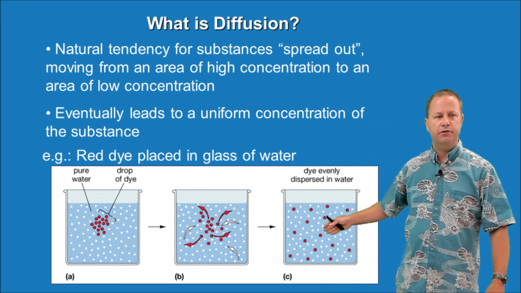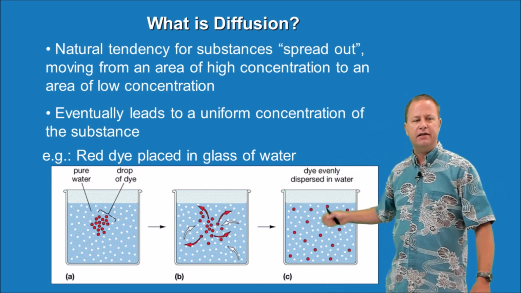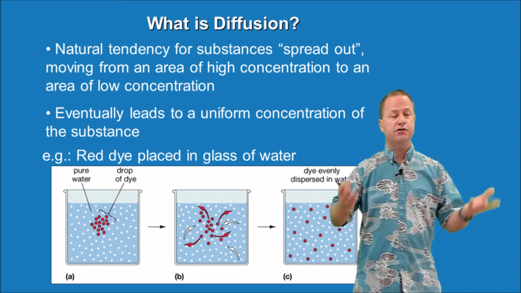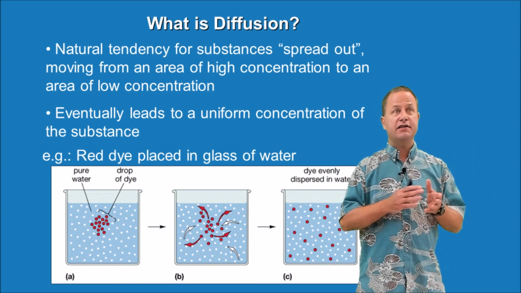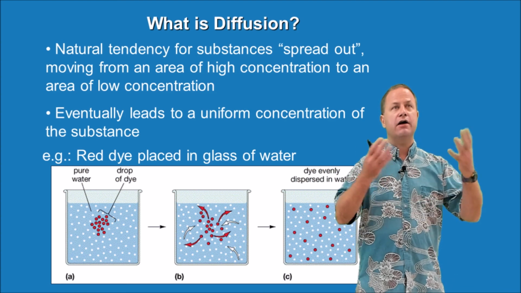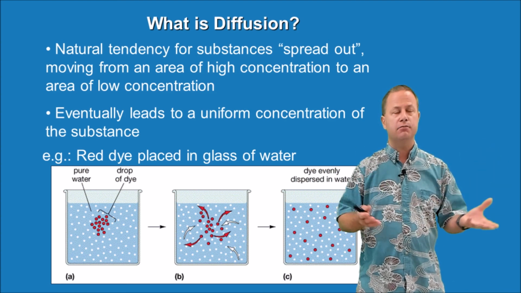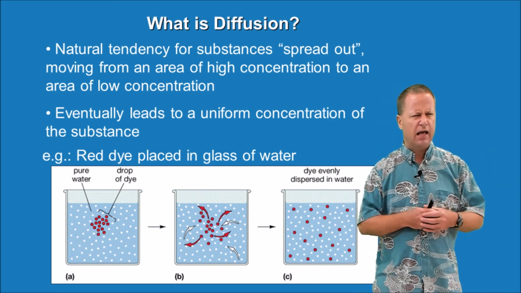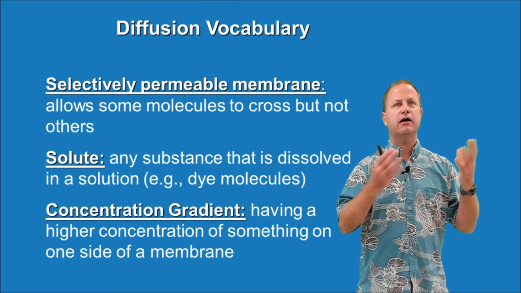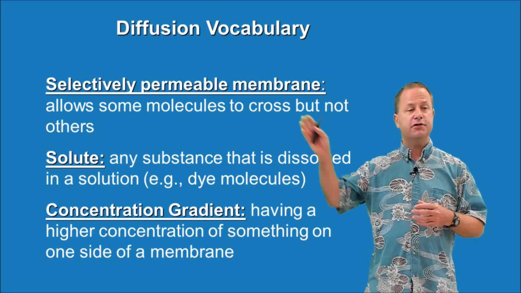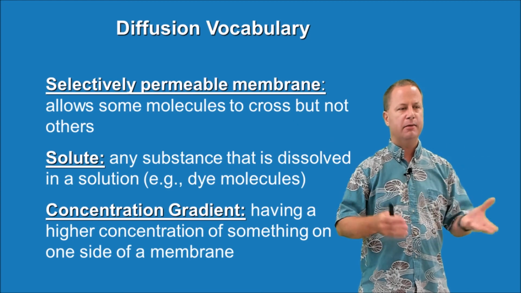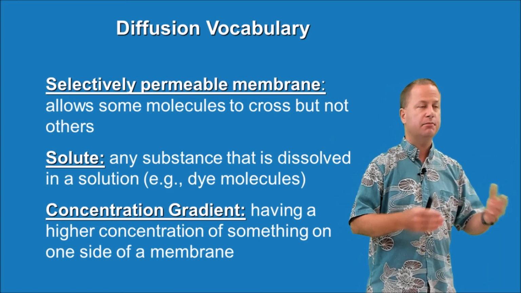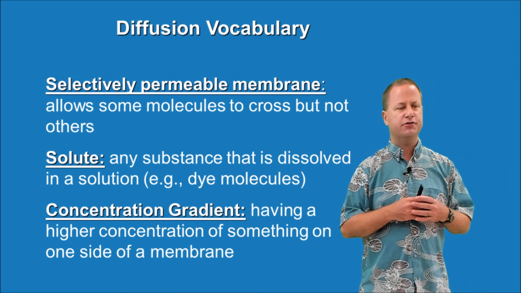Eventually, those dye molecules are going to be equally spread out all over the entire container, and this is how diffusion works. It works by dispersing things from an area of high concentration to an area of low concentration until these solute molecules are equally distributed. So before we go on, we need to cover some diffusion vocabulary. So first of all, remember that a selectively permeable membrane is a membrane that allows some things to cross but not others. Think about that bouncer at the trendy nightclub.